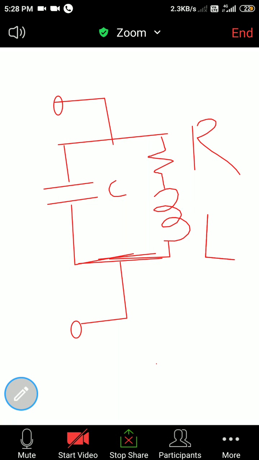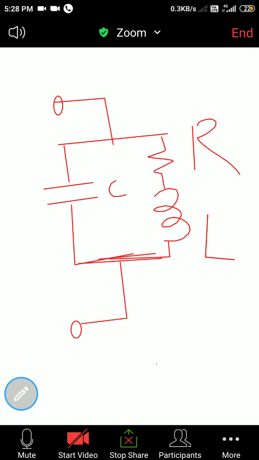Next unit is tuned amplifier. As we already studied in the previous lecture, small signal amplifiers cannot be used at high frequency operation. So for that purpose we have to use such amplifiers which can be preferred at high frequency. This is called a tuned amplifier.